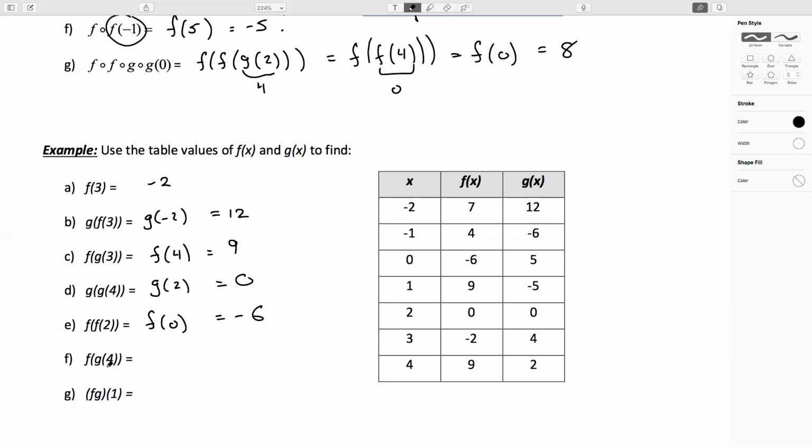F of g of 4, go to g of 4. So go to 4, g of 4 is 2. This is like f of 2. F of 2 is 0.